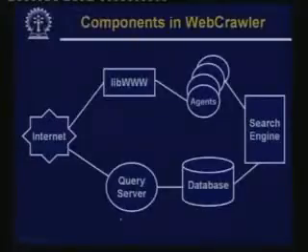So, pictorially the architecture of a web crawler looks like this. We shall be looking at each of these individual components. You can see there is the internet out here, there is something called a query server, a database is of course there, search engine, agents and some library, libwww. Let us see how these individual blocks in this diagram interact among themselves and what are their respective functions.